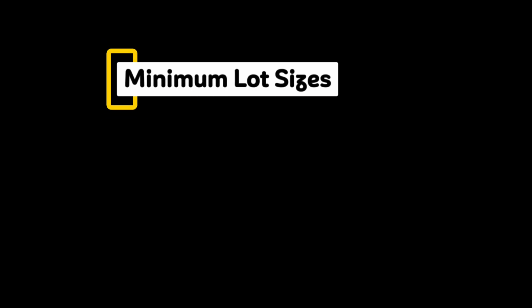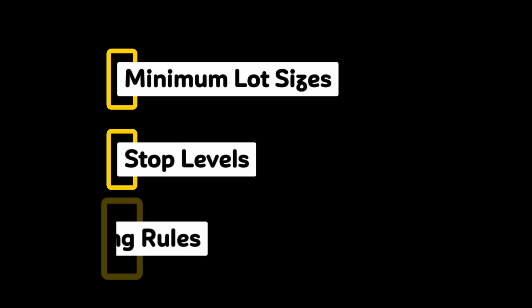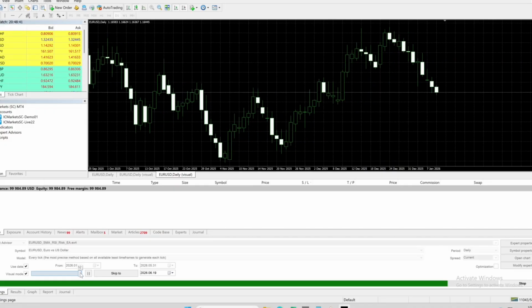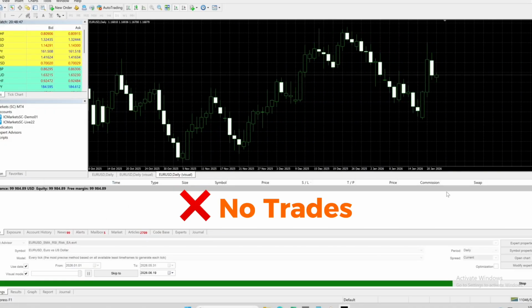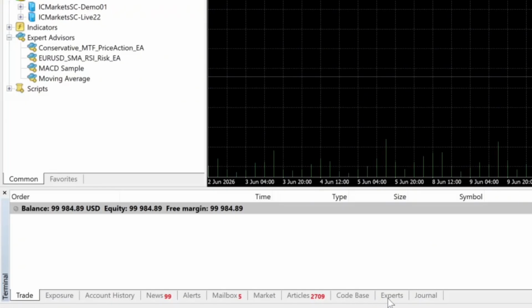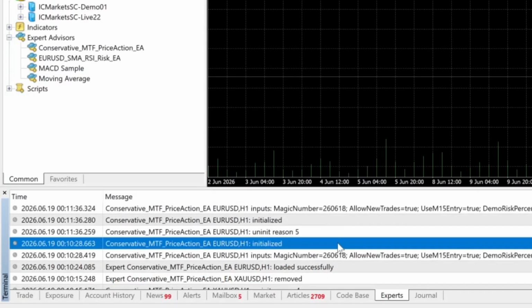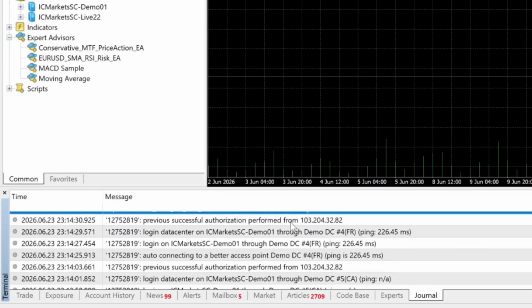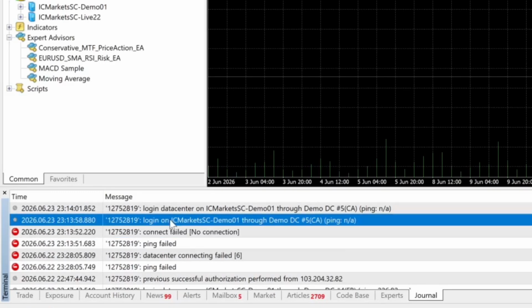The same thing can happen with minimum lot sizes, stop levels, or broker specific trading rules. The EA may work perfectly on demo, but the live broker rejects the trade request. Whenever your EA stops trading, check the Experts and Journal tabs first. They often tell you exactly what went wrong.